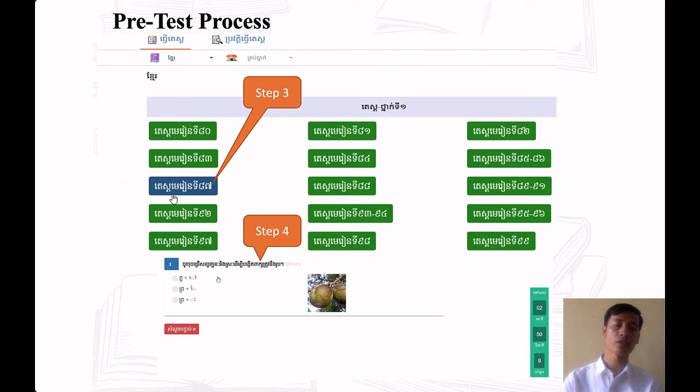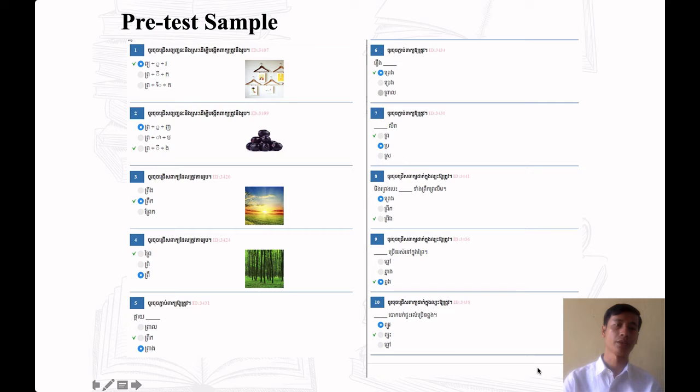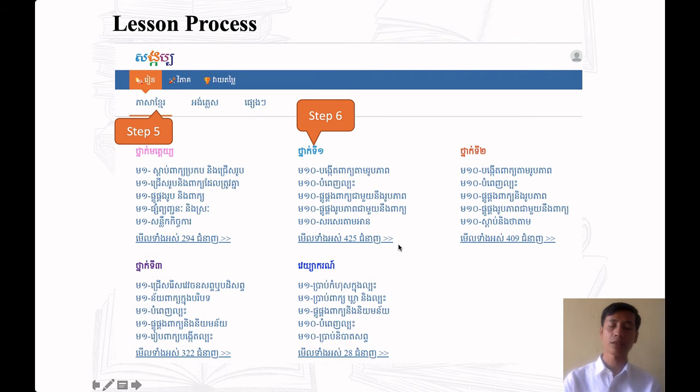And then the student practices 10 exercises as step number 4. This is exercise number 1. This is a period the student can do. Then the exercise time and 9 questions. Here is the pretest sample. After the student finishes the pretest, the student moves to the lesson practice.